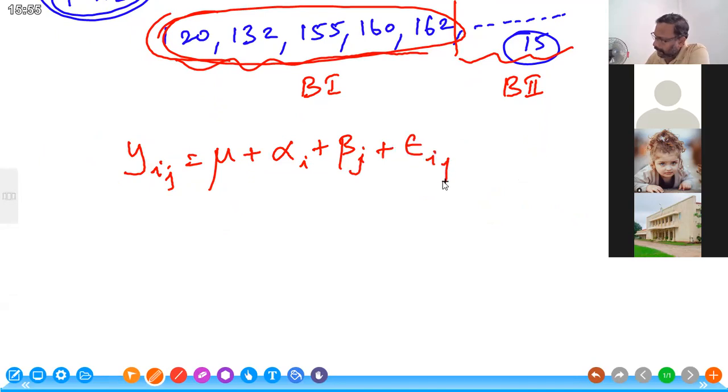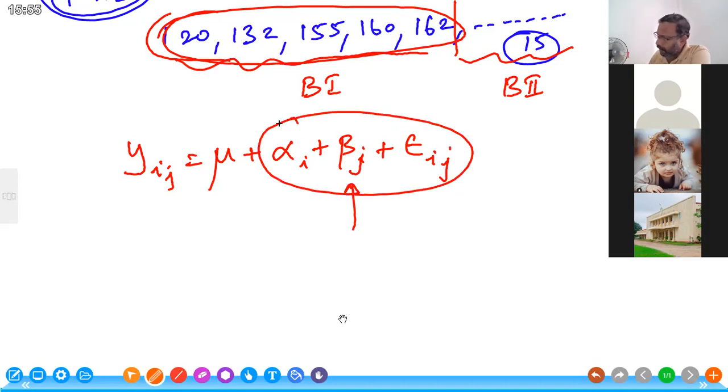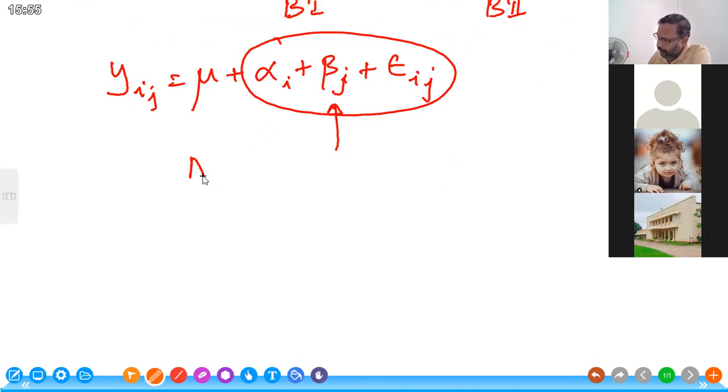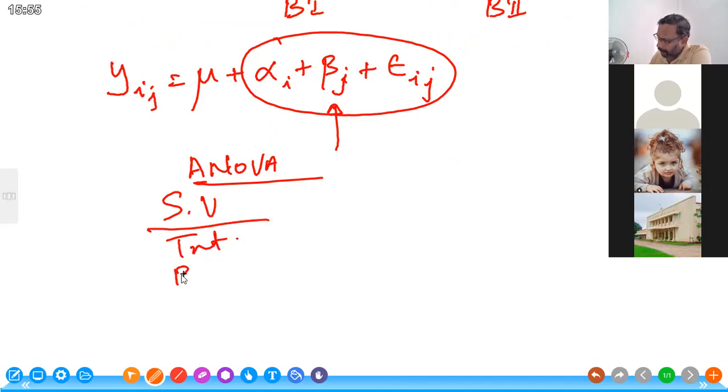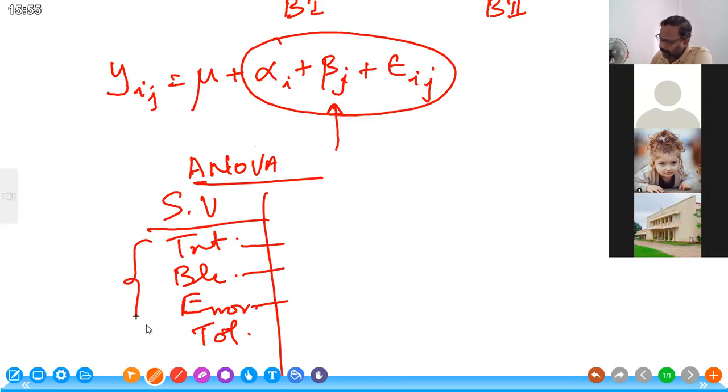How do you call that? That is block effect. So this is the additional component, block effect. So these 3 components will appear in the Anoa table. Right, in the Anoa table, you will get as a source of variance: treatment, block, error, and total. I'm just recalling what you have done. So here you have all these 3 main components. Total is actually split among these 3.